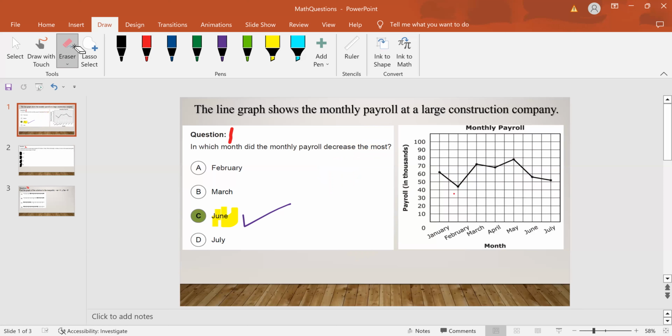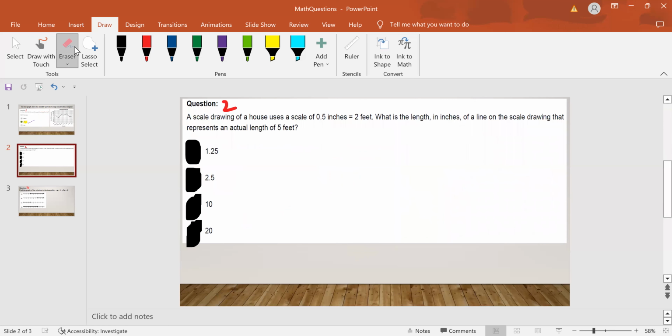Now let's see the second question. It's saying a scale drawing of a house uses a scale of 0.5 inches equals 2 feet. This is something we need to highlight here. 0.5 inches is equal to 2 feet. Now they ask, what is the length in inches of a line on the scale drawing that represents an actual length of 5 feet?